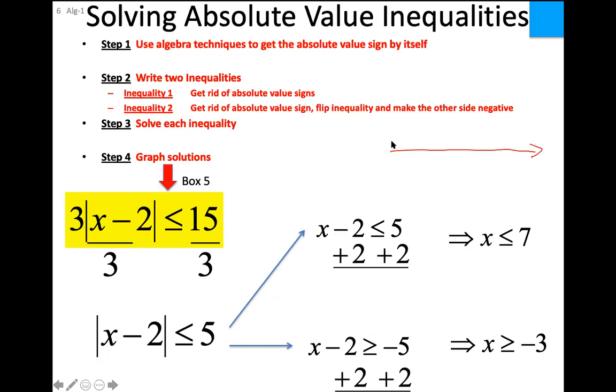Now we graph our solution. You have 2 numbers here. You got a 7 and you got a negative 3. There's always going to be a big number and a small number. Small number goes on the left. Big number goes on the right. Now just do what it says. It's closed circle on 7. It's a closed circle on negative 3. This says that the solutions are smaller than 7, but bigger than negative 3. This one's an and. Shade in between.